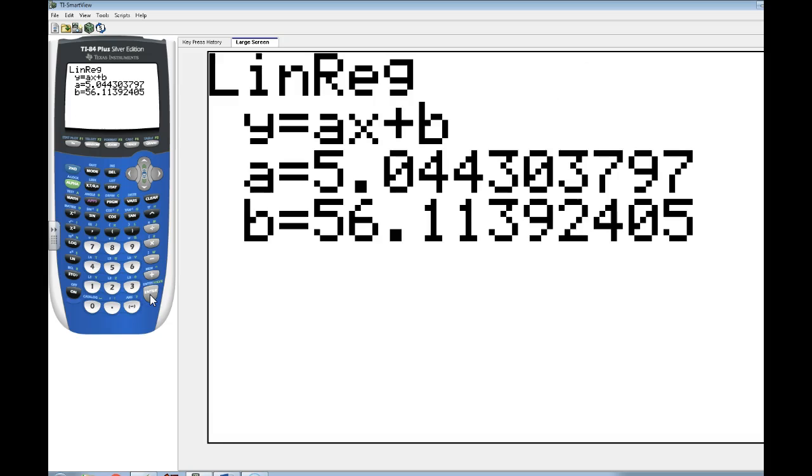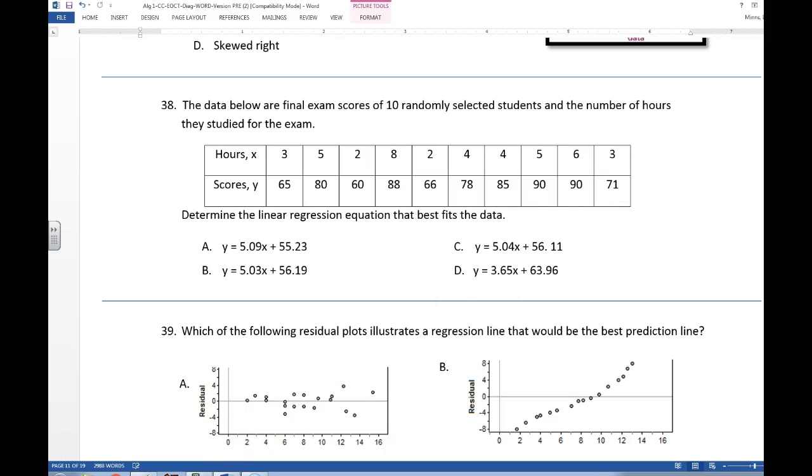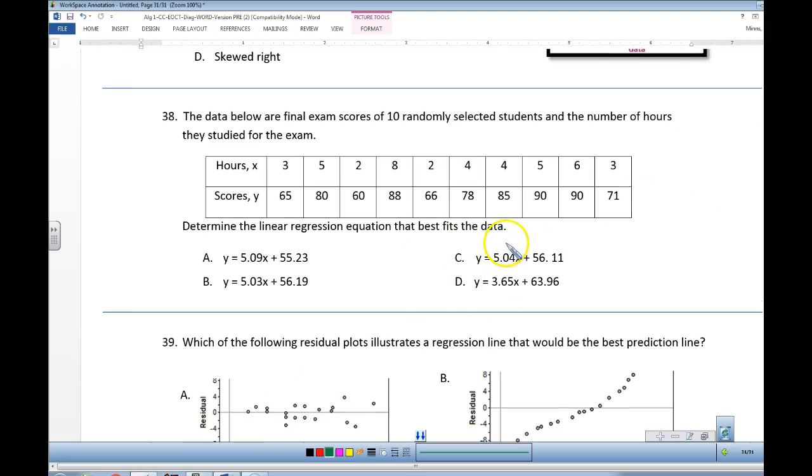There we go. It shows me clearly I have an a value of 5.04 and a b value of 5611. So an a of 5.04, a b value of 5611. Look back at our paper, which one goes with that? That's right, it's C. So there's my equation. Y equals 5.04x plus 5611.